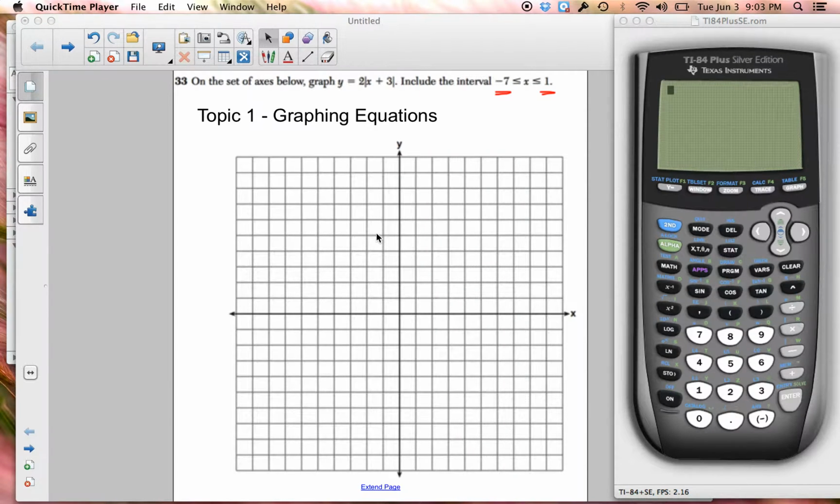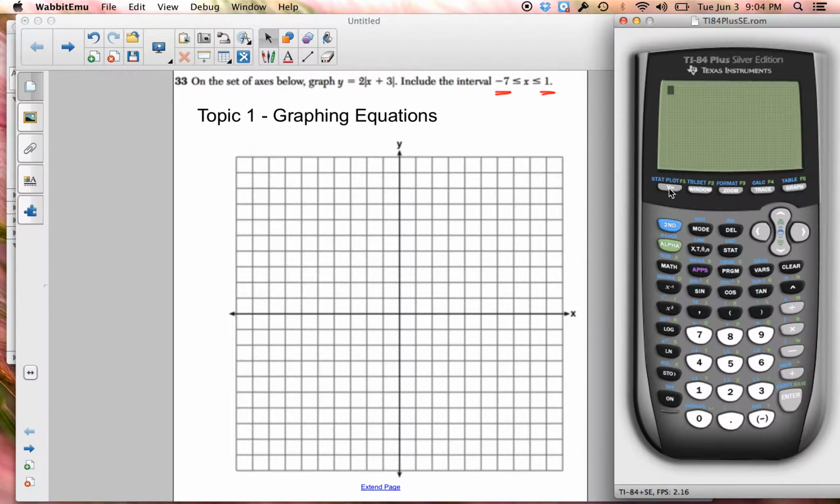Alright, so this video is going to be on the first topic from our packet, graphing equations. I'm going to walk you through this problem here, which says, on the set of axes below, graph y equals 2 times the absolute value of x plus 3. Include the interval x is in between -7 and +1. So I've underlined -7 and +1 here because that's really important. Those are the x values that I'm going to be graphing.